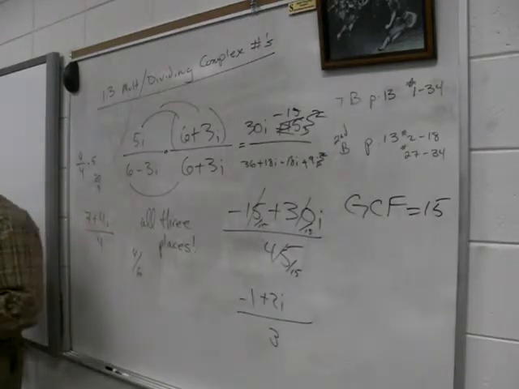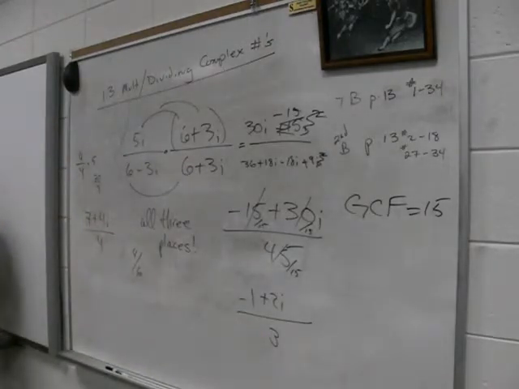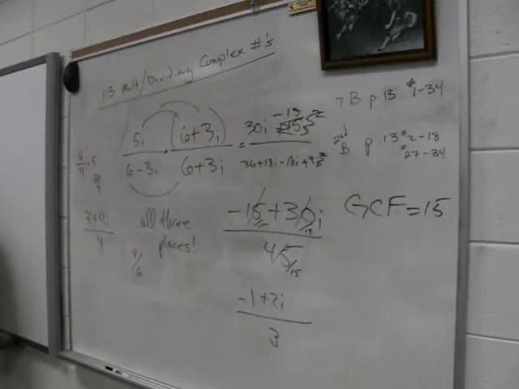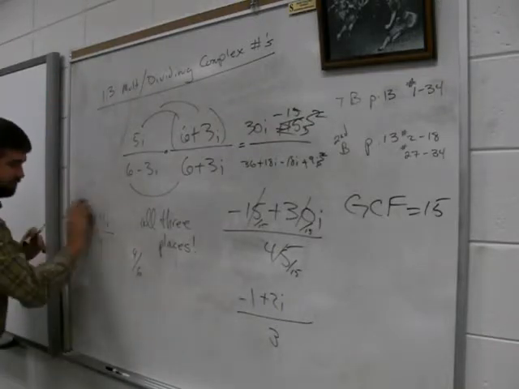So what do we multiply 7 plus 4i over 4 by? Nothing, because you don't have an i on the bottom. You're done. And it doesn't cancel. All right, let's do one more example.